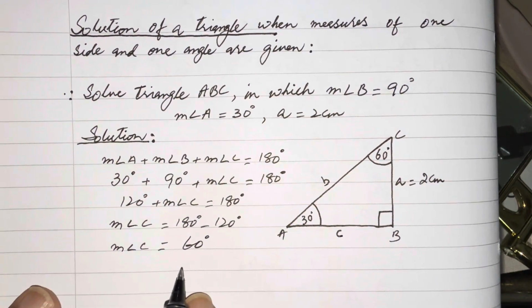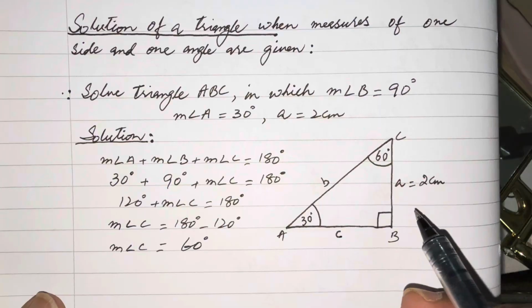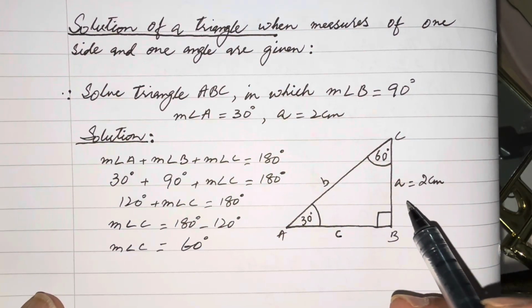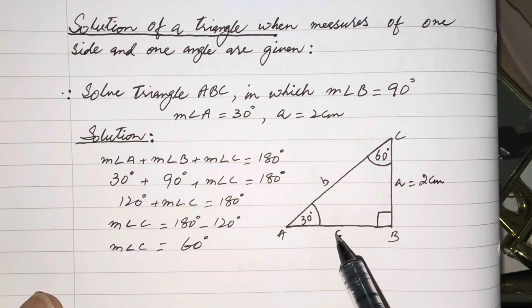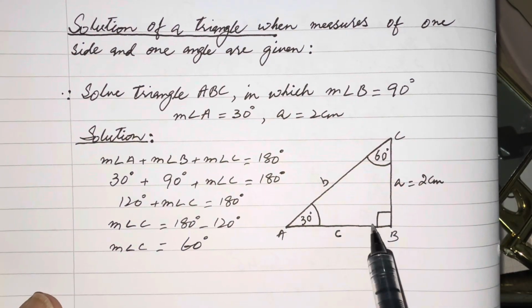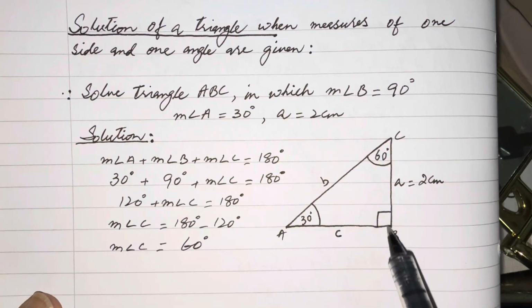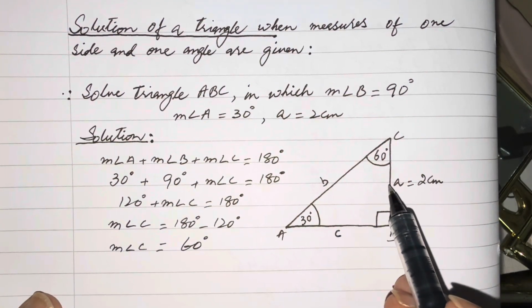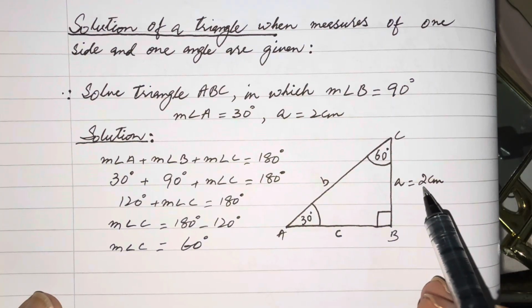So now, you can see that the two sides we have to find are the base and the hypotenuse, and the opposite side is already given as 2 centimeters.